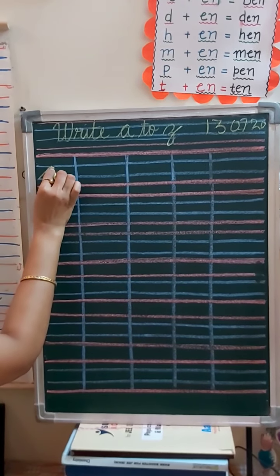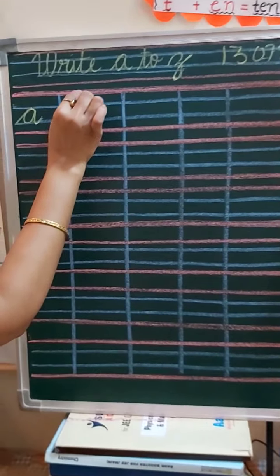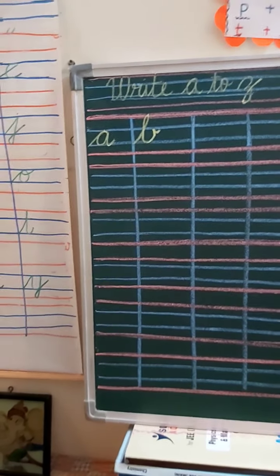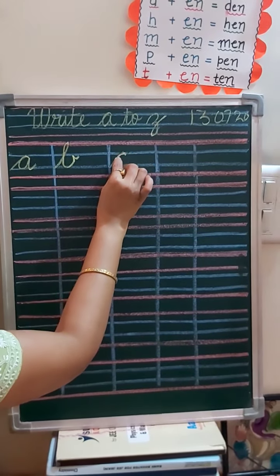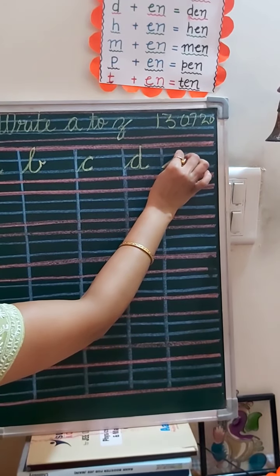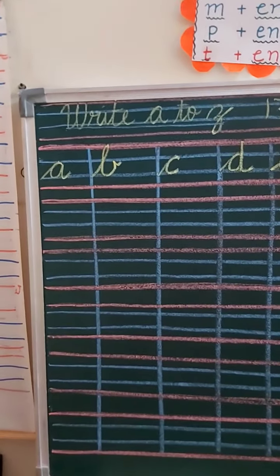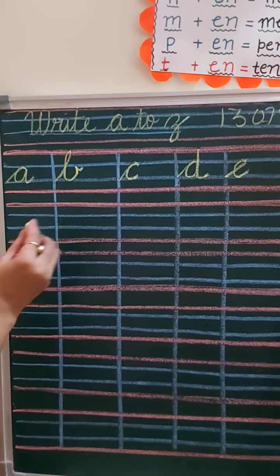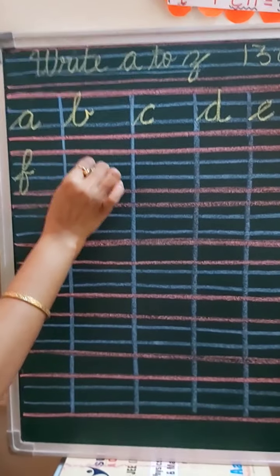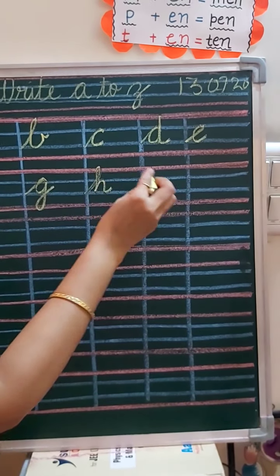Starting from the corner, turn, down, tick. B. Starting from the corner, turn, up, turn and B. C. D. E. You saw A, B, C, D, E. Then after E comes F. G. H. I.